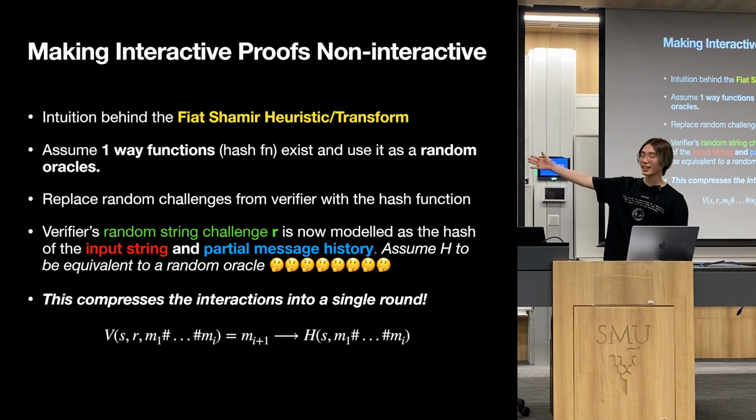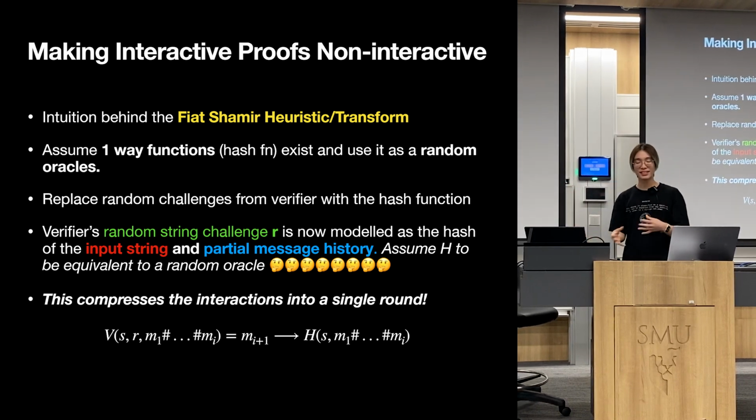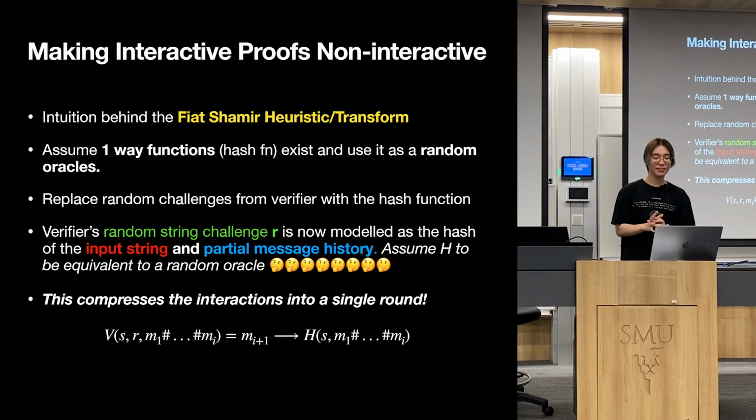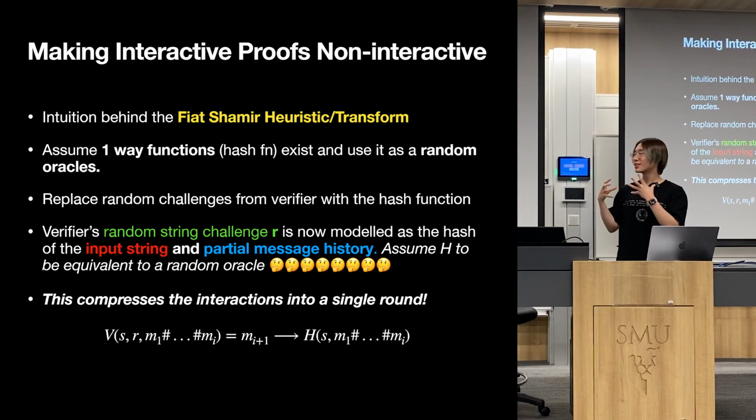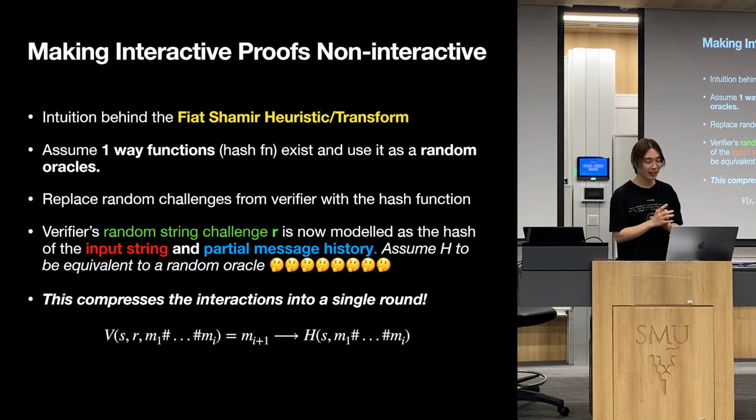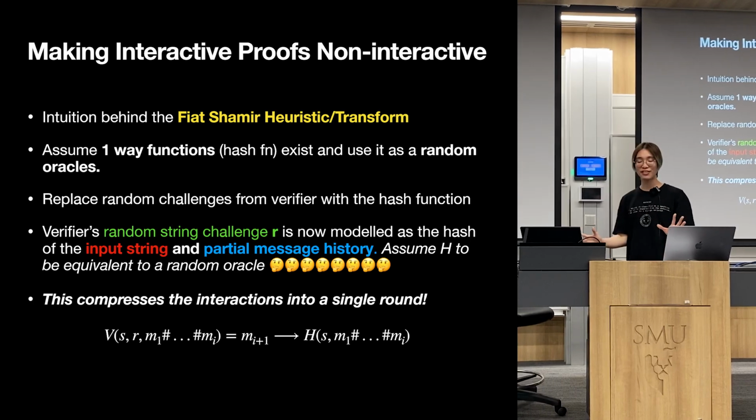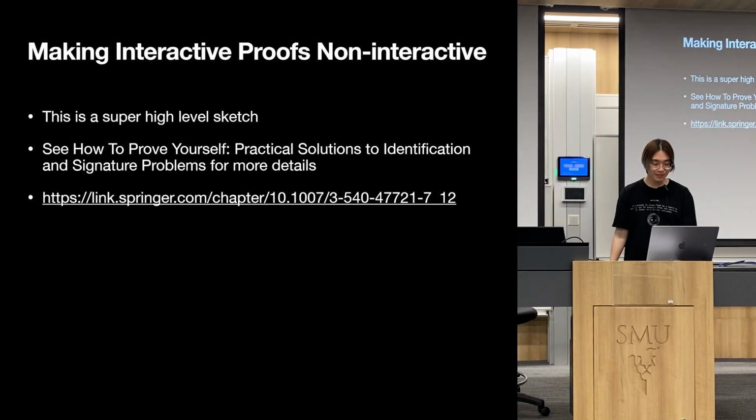Remember the random challenge R, and the input string which models the problem that you're trying to solve, like graph isomorphism, and so on, and the partial message history. You can essentially now model this whole thing as a single step process with a hash function. And so the verifier function that you saw just now is now compressed to a single hash, which is very neat, provided the one-way function exists.